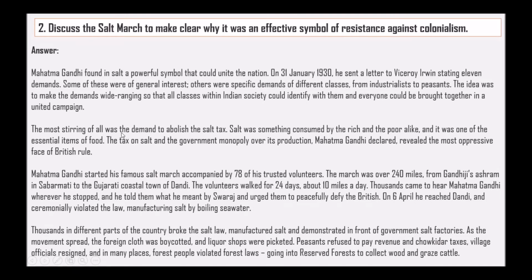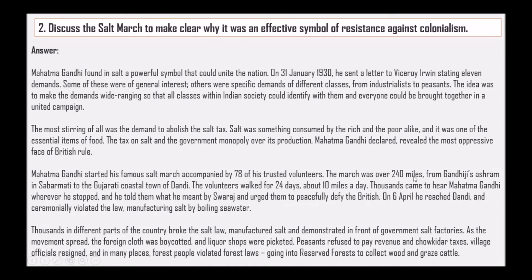The most stirring of all was the demand to abolish the salt tax. Salt was something consumed by the rich and the poor alike, and it was one of the essential items of food. The tax on salt and the government monopoly over its production, Mahatma Gandhi declared, revealed the most oppressive face of British rule. Mahatma Gandhi started his famous Salt March, accompanied by 78 of his trusted volunteers.